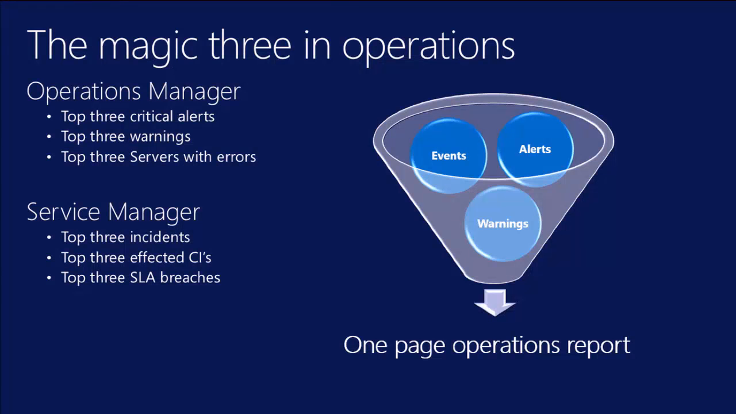So make a report where you have the top 3 critical alerts, top 3 warnings, and the top 3 servers with the most errors. These 3 things should be the things that you are willing to invest a lot of time in, because when you fix that, 60% of all your problems will be gone. Most of the time it's even more than 60%. If you do this for 3 or 4 months, you will have a nice and quiet environment, and you will not have much of a problem anymore.